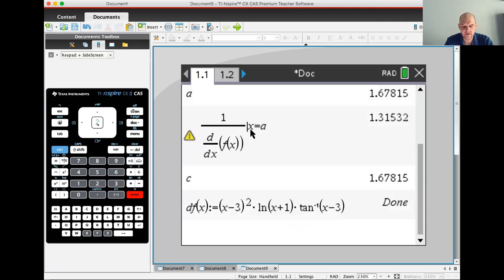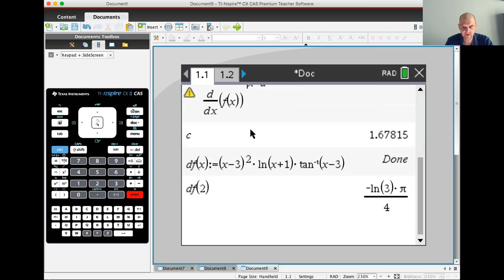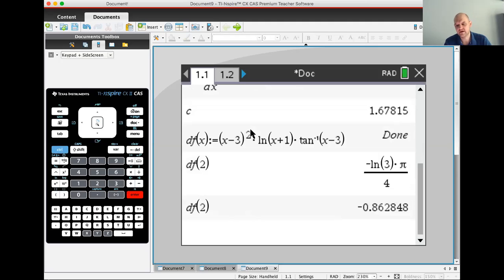Okay, so that is the derivative. So df of 2, which actually I guess you could have gotten by hand. I'm going to use a decimal. I didn't realize that was the derivative despite reading it. 0.863. Okay.